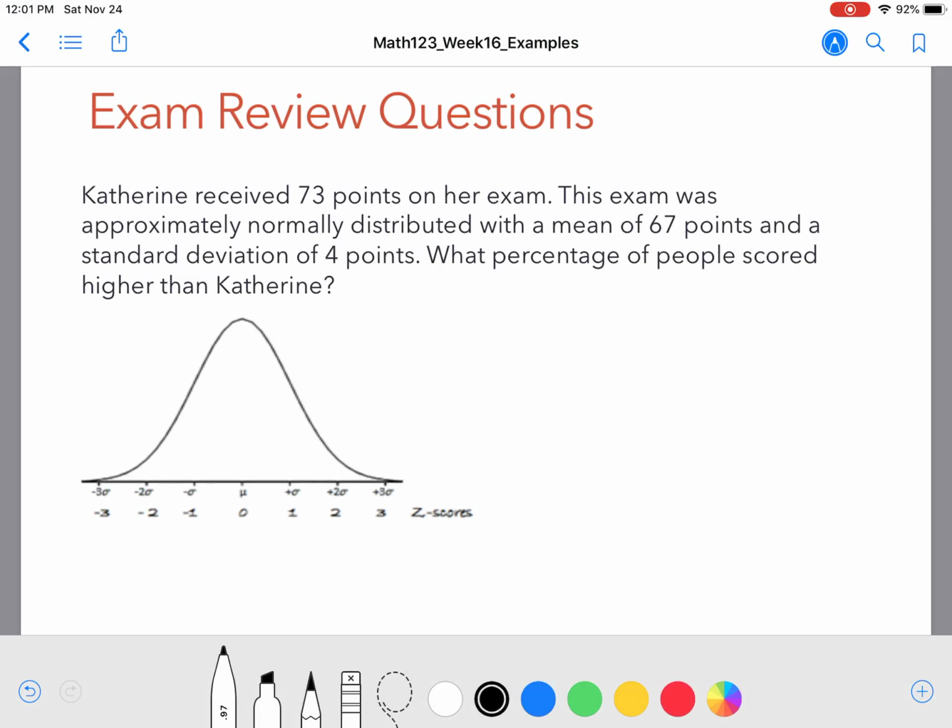All right, so let's do a Z-score question. Catherine received 73 points on her exam. This exam was approximately normally distributed with a mean of 67 points and a standard deviation of 4. What percentage of people scored higher than Catherine? Okay, so in this case, I think I'm actually going to draw a picture. We have a Z-score kind of thing down here. So let's go ahead and take a look. Let me see if I can erase this.